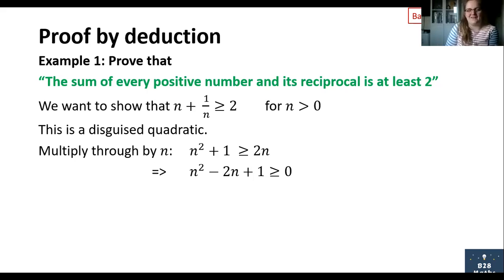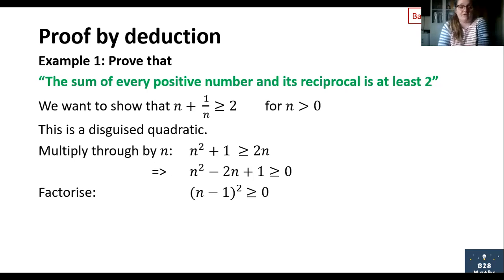Then we've got another one of our symbols from the day, the therefore symbol. n squared minus 2n plus 1 is greater than or equal to 0. You can see we're basically working through a quadratic equation here. So then we're going to factorize the quadratic, adding in our brackets, so we'll have n minus 1 squared.